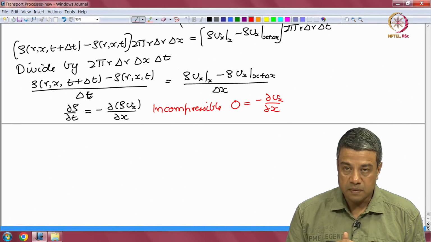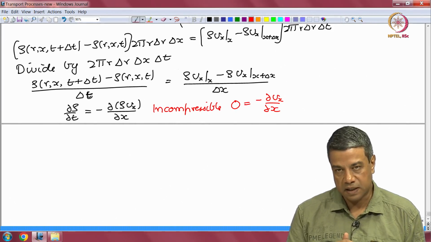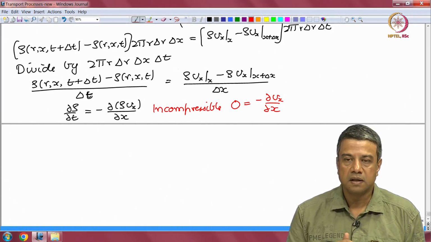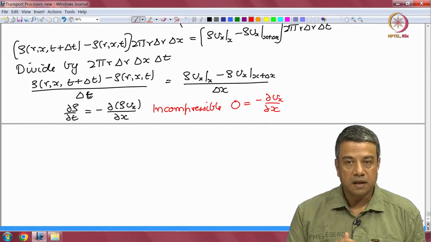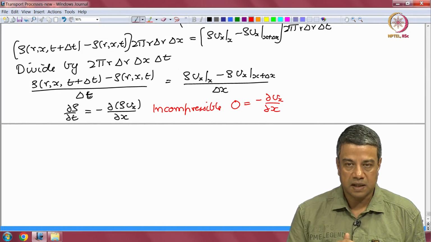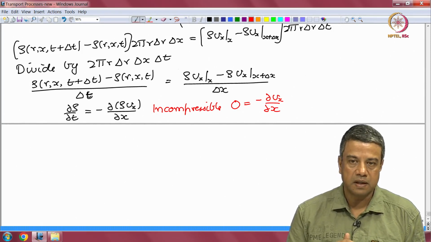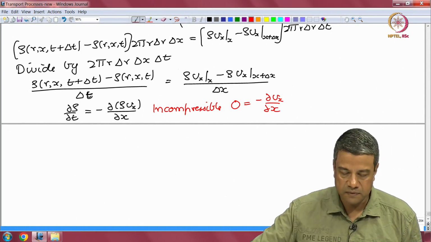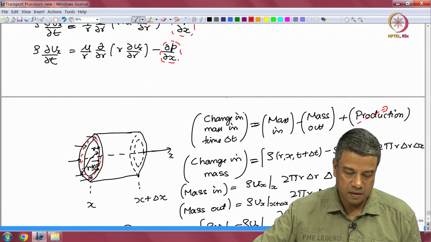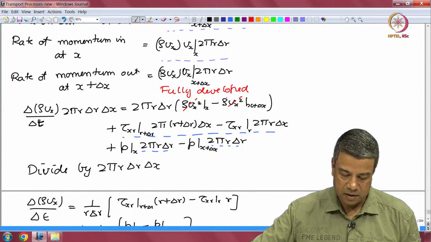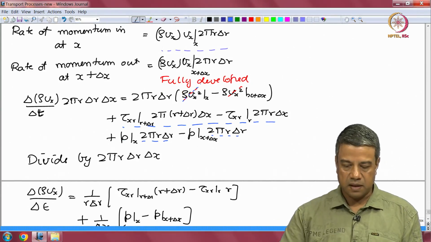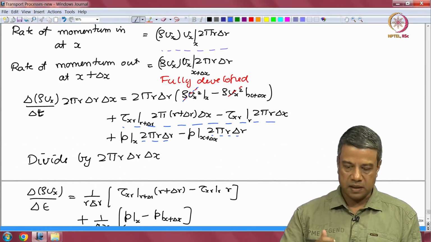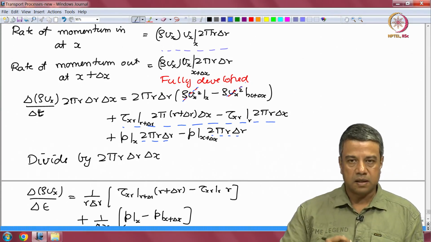So, therefore, for an incompressible unidirectional flow, the velocity has to be independent of x. It does not have to be independent of time. The velocity does not have to be independent of t. So, because of that we had neglected these two terms, rho V x square at x minus rho V x square at x plus delta x, for an incompressible flow.